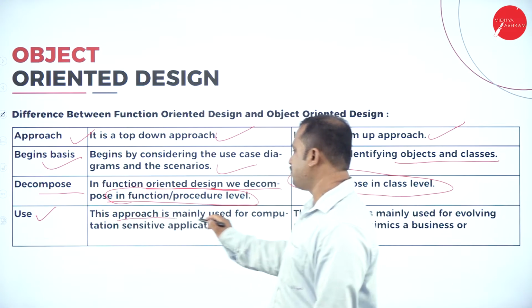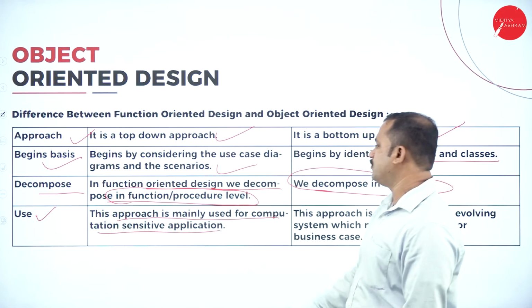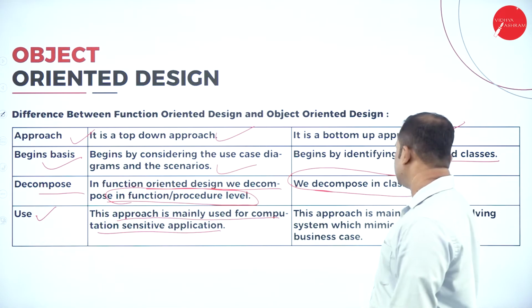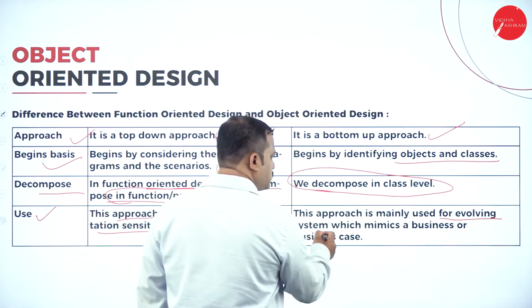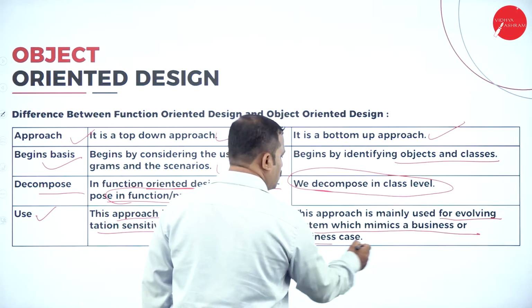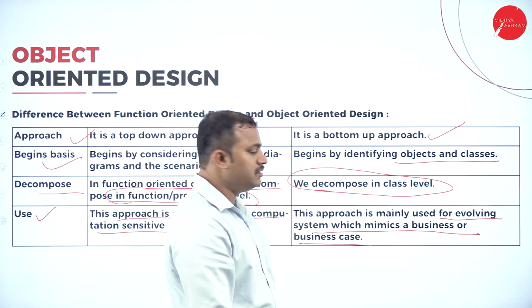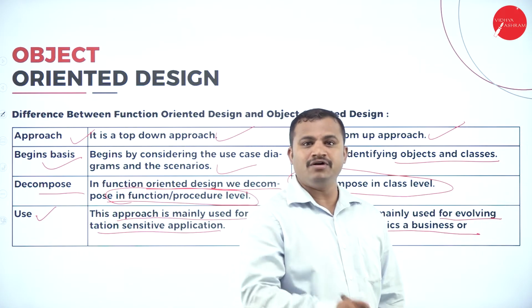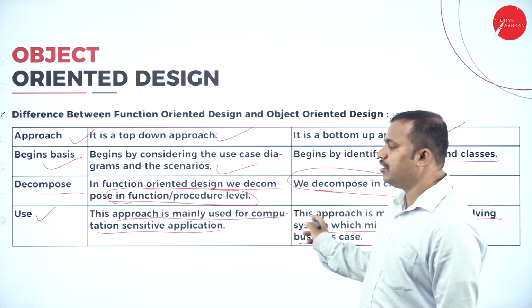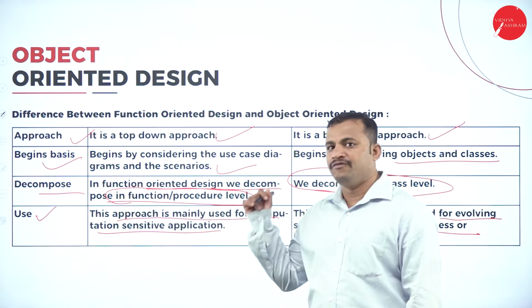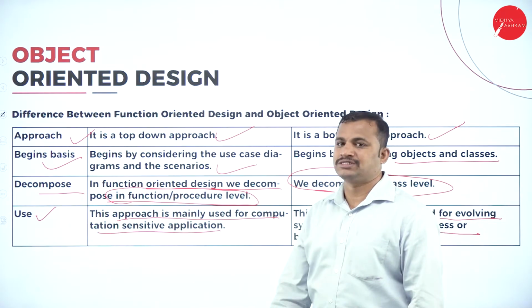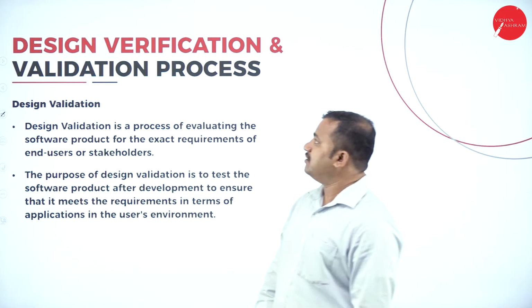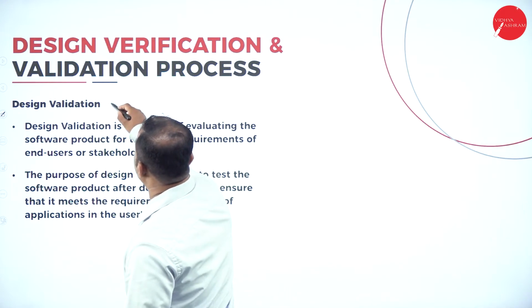See here, this approach is mainly used for computation of sensitive applications, whereas this approach is mainly used for evolving systems which mimic a business or business case. This is used for real world operations. That is the main thing we need to consider with respect to the object-oriented approach when we consider the use as the criteria. Then, design verification and validation process.